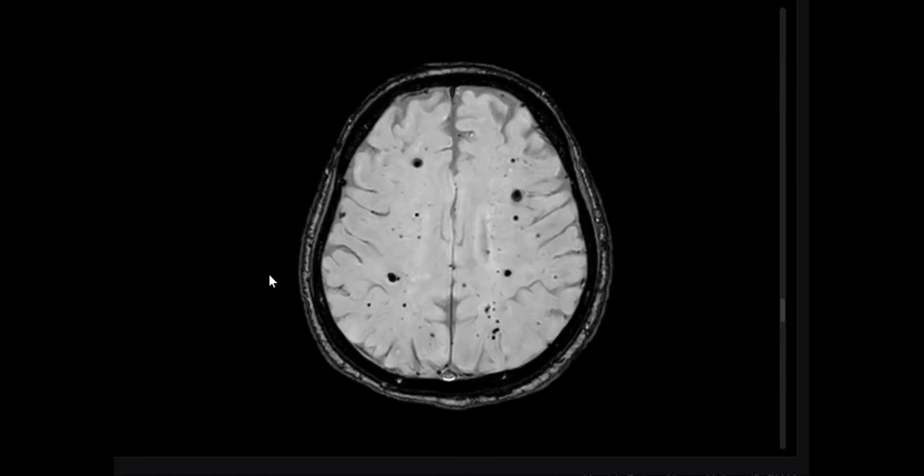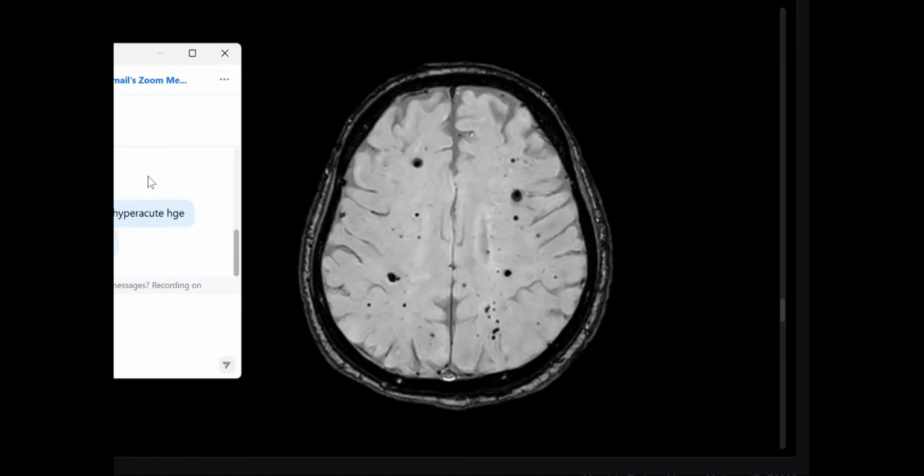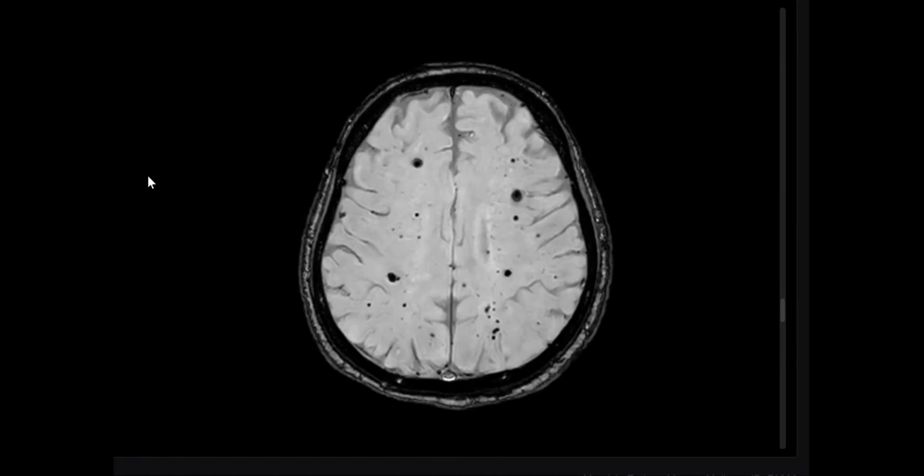So post-intervention cavernomas. The patient has treated head and neck cancer. Any relation? It could be post-radiotherapy. Excellent. Radiotherapy can induce cavernomas. It can also induce meningiomas. Very good, my friend. Excellent.